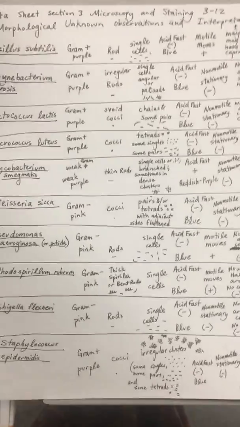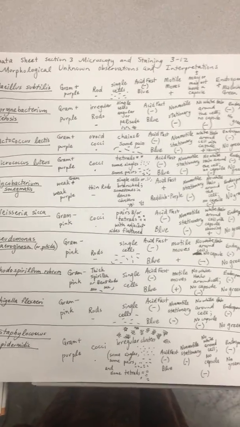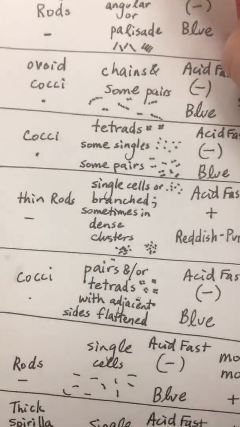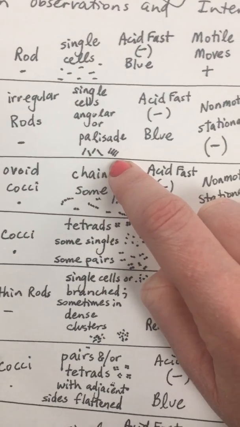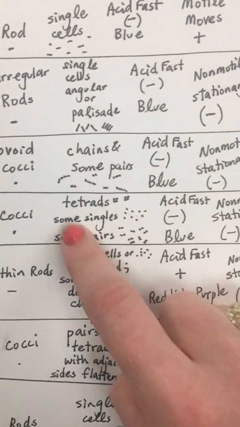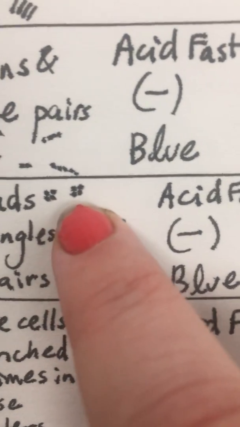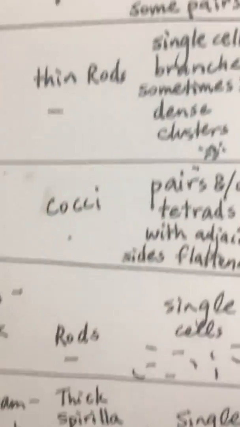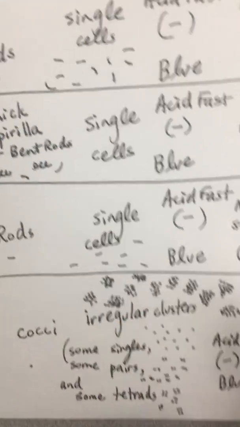So I've made this chart for you that spells it out very blatantly what it means. If you notice, next to the cell arrangement, I've drawn little images to signal what palisade may look like, what single cells may look like, what some chains or pairs would look like, what some tetrads would look like. Notice they're kind of boxy with 4 of them right next to each other at 90-degree angles, or whether they're in clusters, or whether they're in irregular clusters that kind of look like grapes.